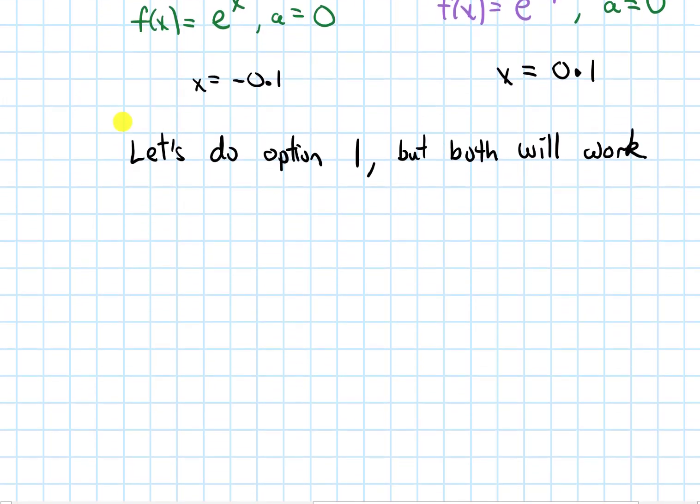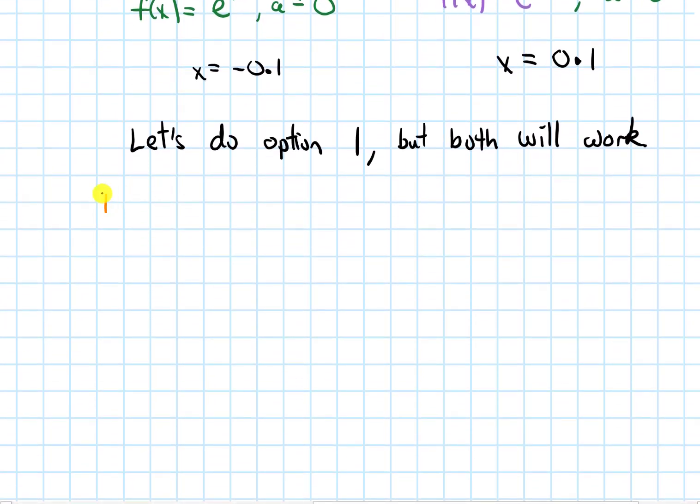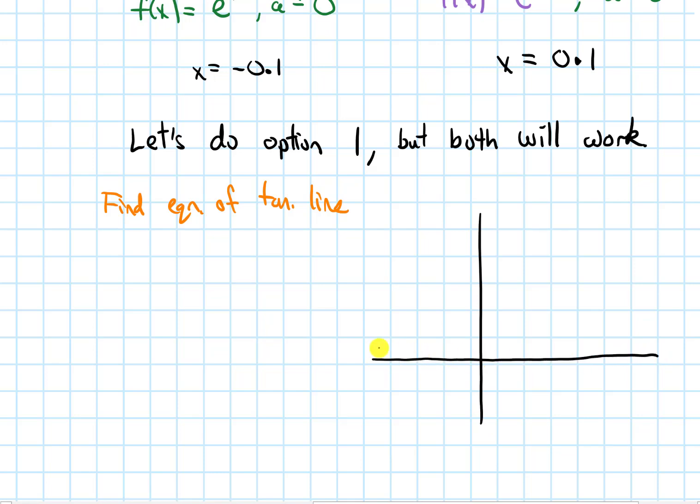All right, so we need to find the equation of the tangent line. To visualize this, let's draw a picture. I'm going to draw some axes, and if I draw the graph of e to the x, that looks something like this. We are interested in knowing what's going on at negative 0.1. So at negative 0.1, here is the point. This is the graph of y equals e to the x, and that is our actual point.